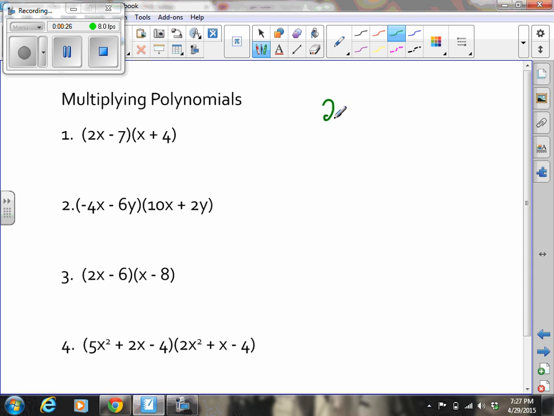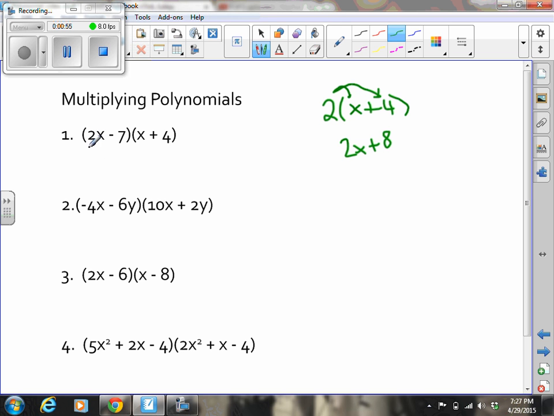So let's just take a little side note here. Let's say I had the problem 2 times x plus 4. Everybody knows how to do distributive property and distribute that 2 to the x and distribute the 2 to the 4. When we say distribute, we're multiplying. That gives me 2x plus 8. So that's how I want you to think about these multiplication of polynomial problems. And if you do that, then you'll never make a mistake.